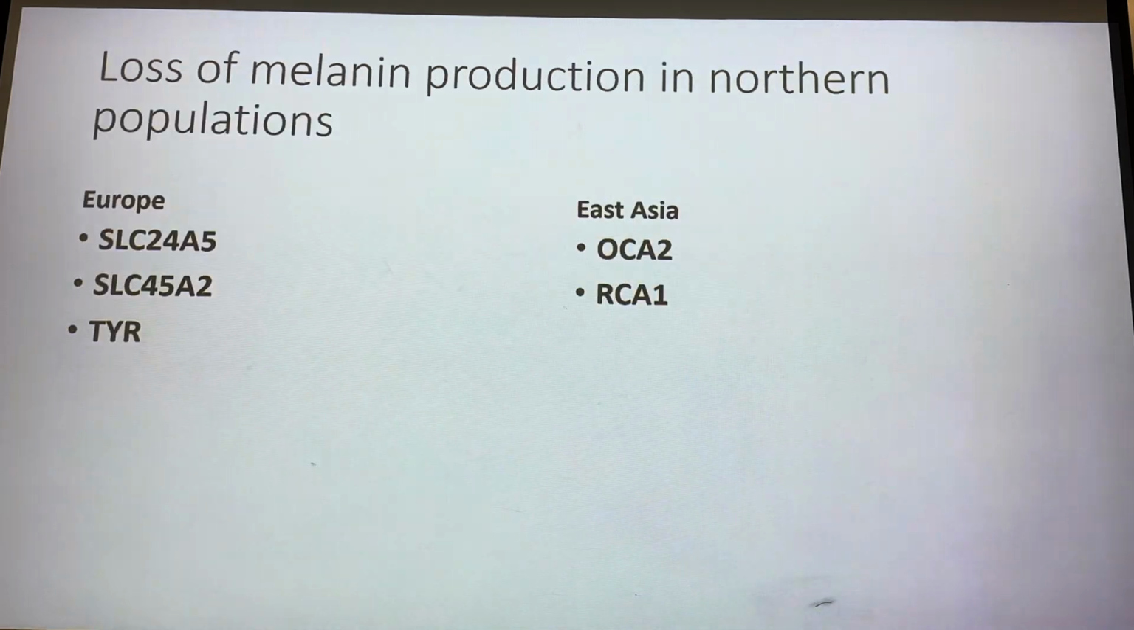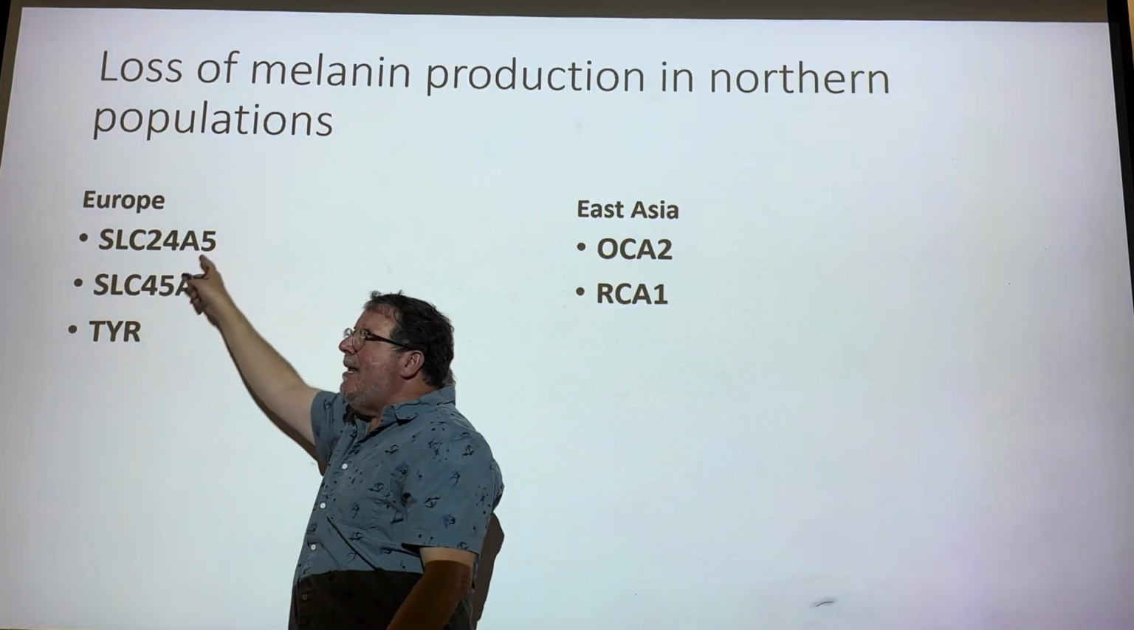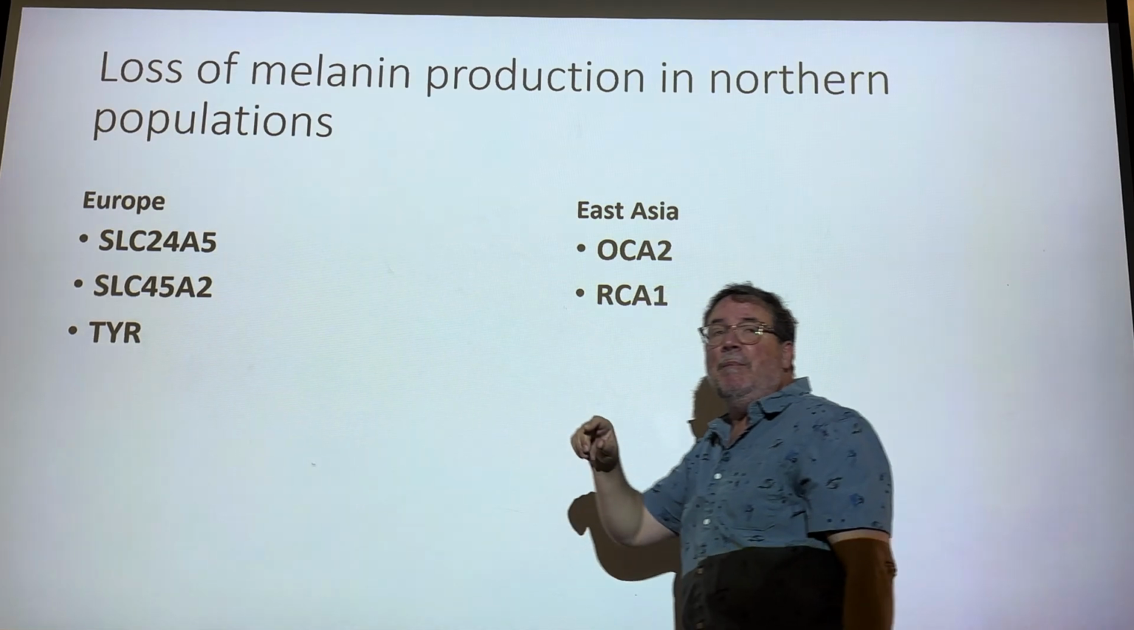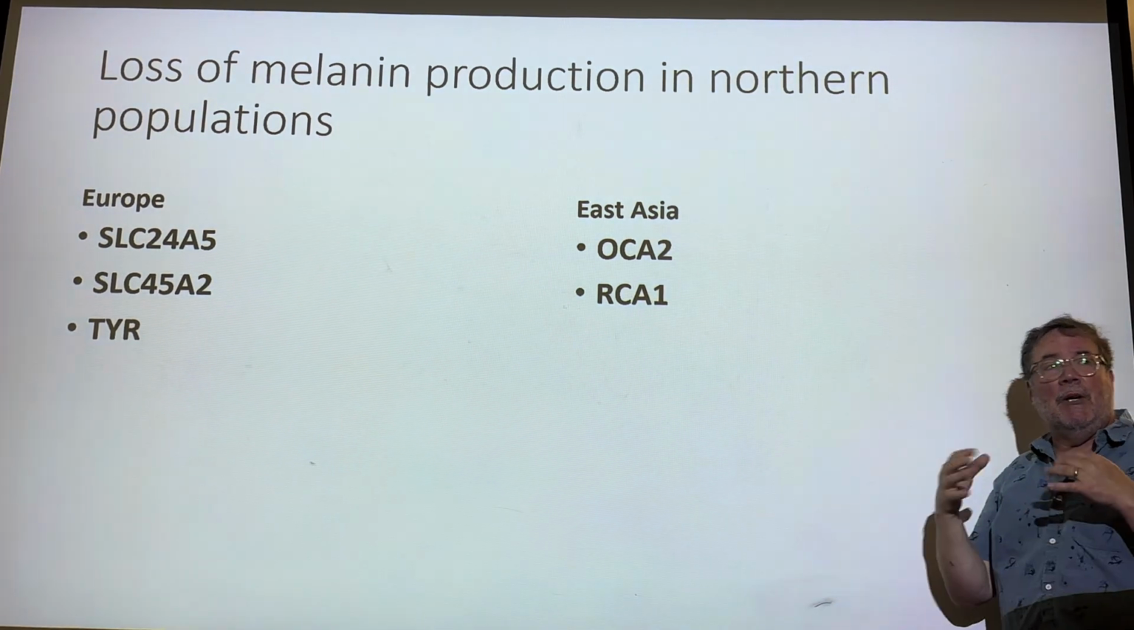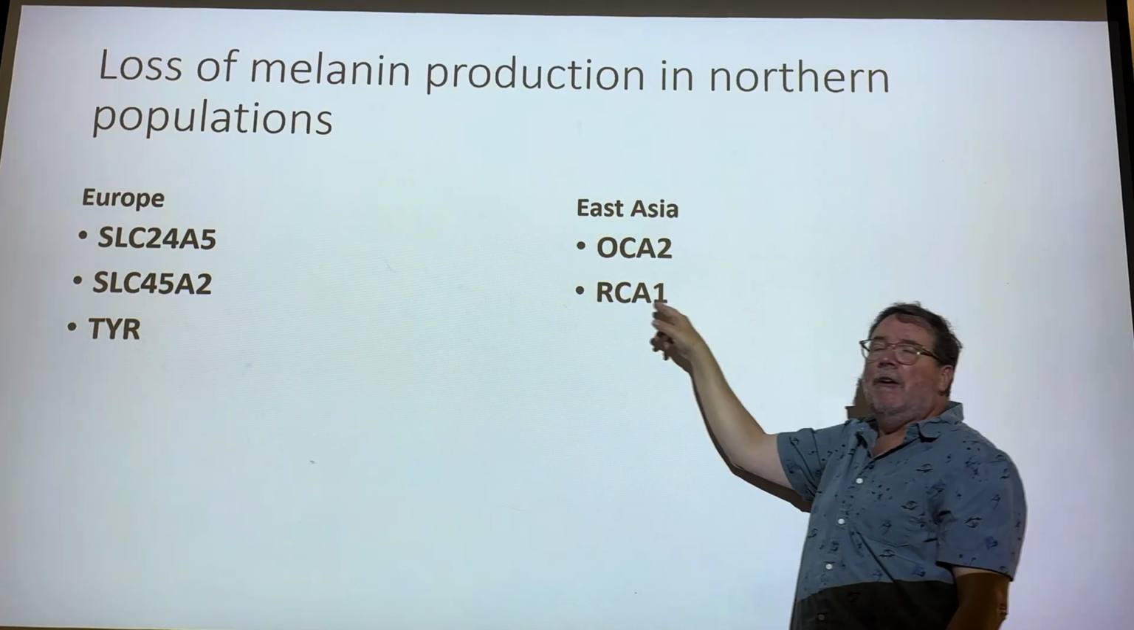pigmentation was lost. And the interesting thing is, if you follow the pattern of human migrations, this is an adaptation that happens several times. Different genes end up mutating to cause lack of melanin production in different areas. So in Europe, these are the names of some of the genes that were actually mutated that resulted in loss of melanin production. In East Asia, these are different genes.